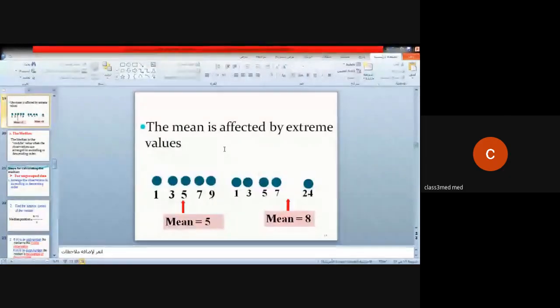If this observation is more than 24, 30 or 50, the mean will be larger and larger, so it will not represent the data set. So the only situation in which you shouldn't use the mean as a measure of central location is when you have extreme values, whether on the higher side or on the lower side.